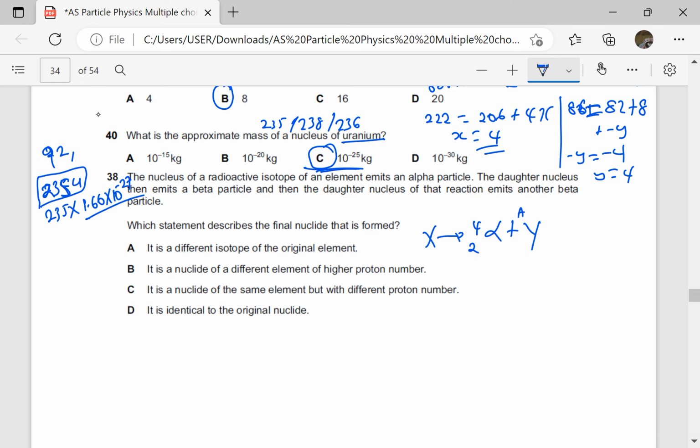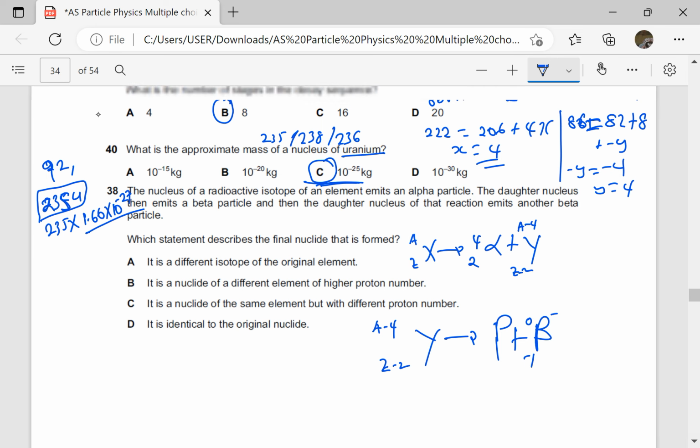So Y is A minus 4, Z minus 2, because this is A, this is Z. The daughter nucleus then emits a beta particle. So this gives us, let's say, P plus beta particle. Whenever it is not mentioned beta plus, it is beta minus. So this one will be A minus 4, and this one will be Z minus 2 plus 1. The proton number increases by 1.